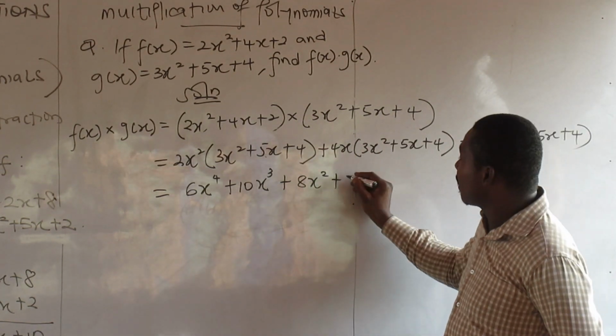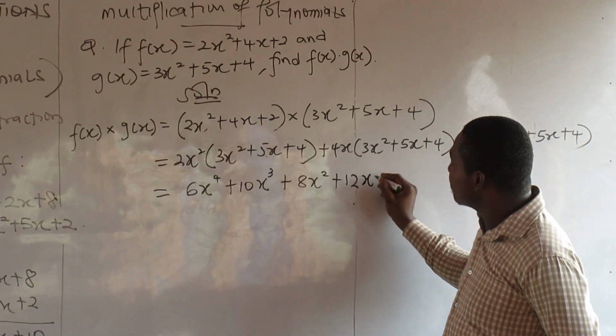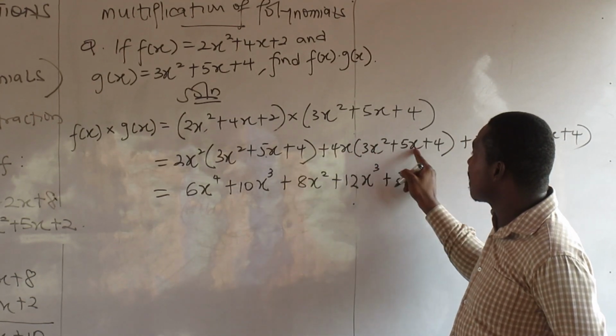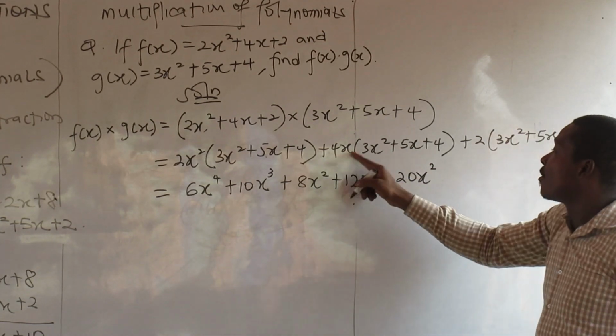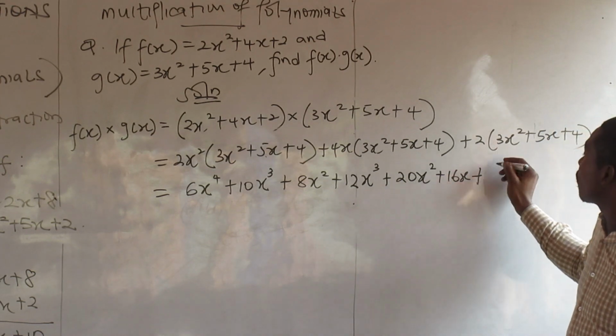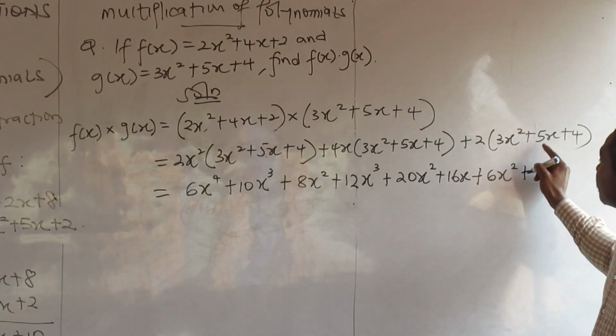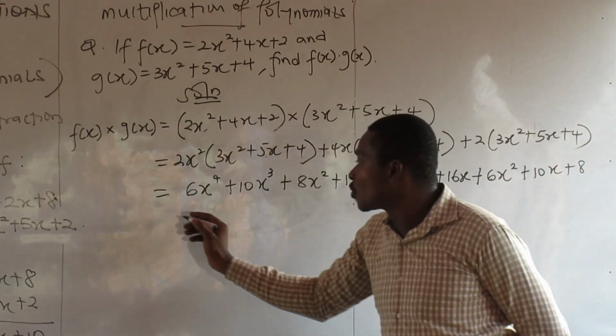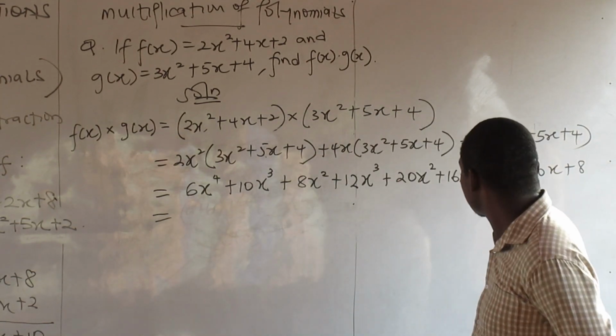Let's go. 4, 3, 12. x is x with the power 3. 4, 5, 20. x and x is x squared. 4, 4, 16. And an x. 2, 3, 6, x squared. This and this is 10x, and this is what? 8.